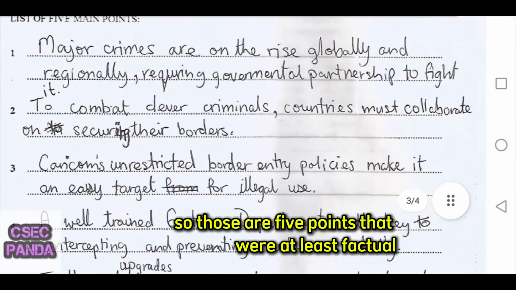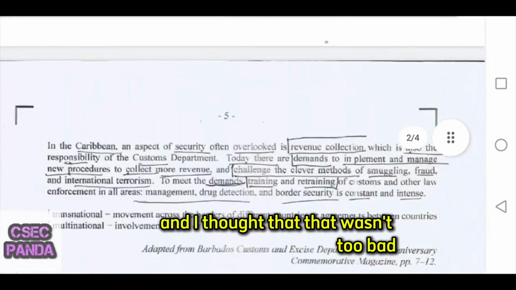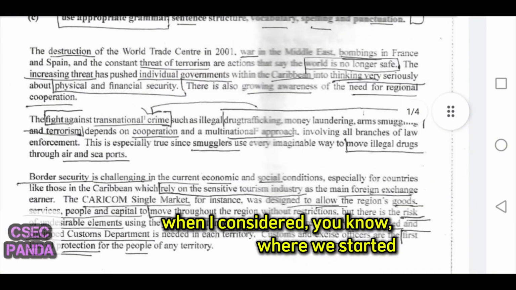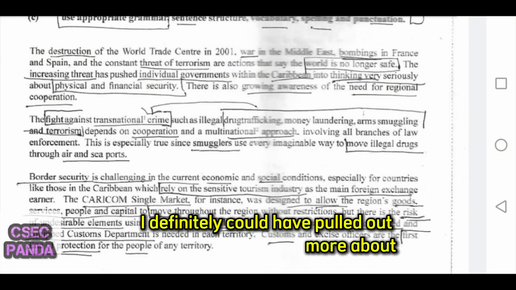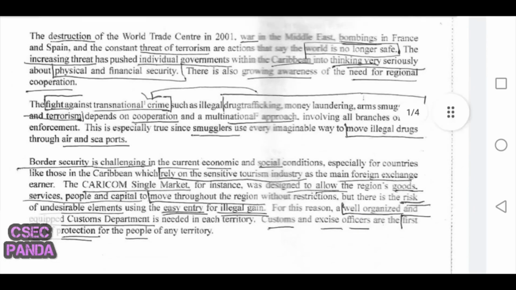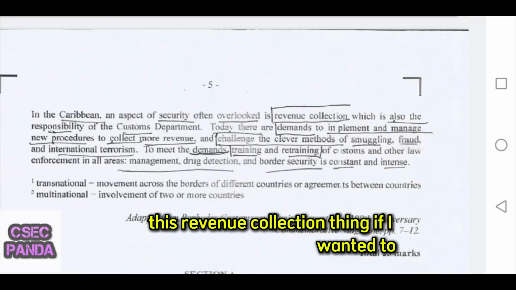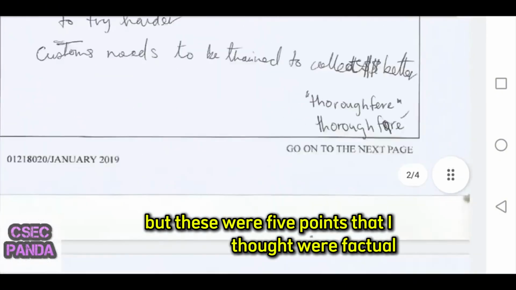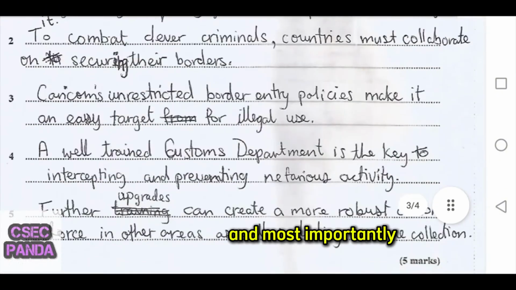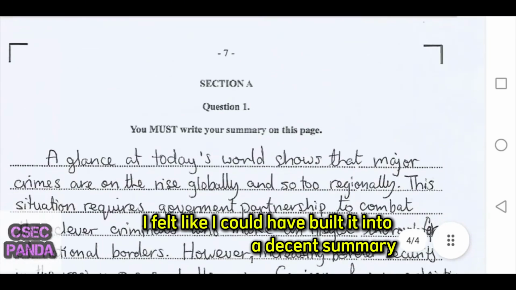So those were 5 points that were at least factual that I took out of this, and I thought that wasn't too bad when I considered where we started. I definitely could have pulled out more about, let's say, CARICOM and a tourism link, if I was taken in a different direction, or I could have talked more about the actual crime being bad, or more about this revenue collection thing, but these were 5 points that I thought were factual, and most importantly, because I understood them, I felt like I could have built it into a decent summary.